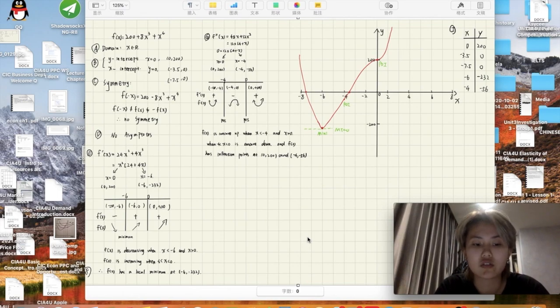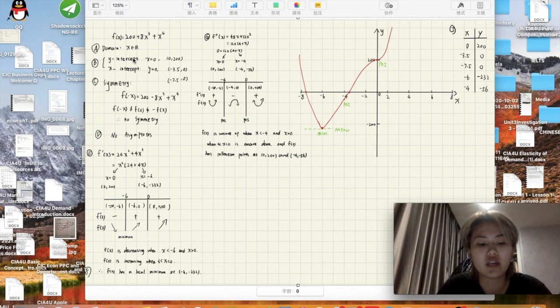The question is: use the curve sketching gradient from class to create a full solution and a sketch of the following function. The function is f(x) = 200 + 8x^3 + x^4. So at first, from this function we can know x could be any real number. This is the function's domain.